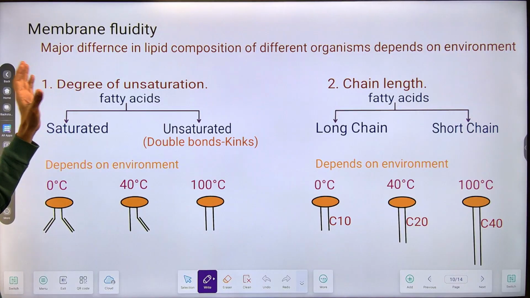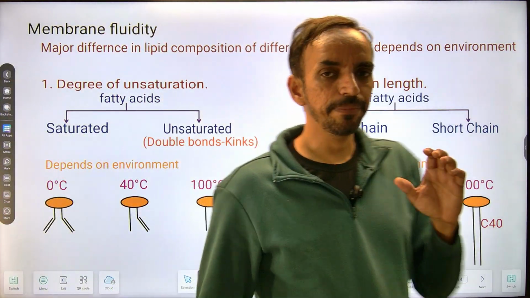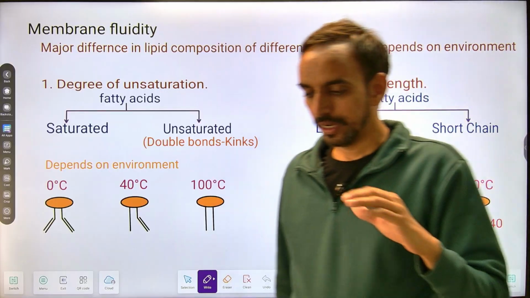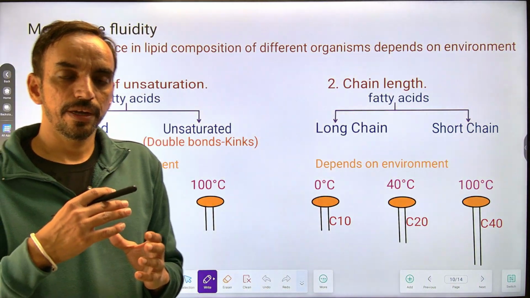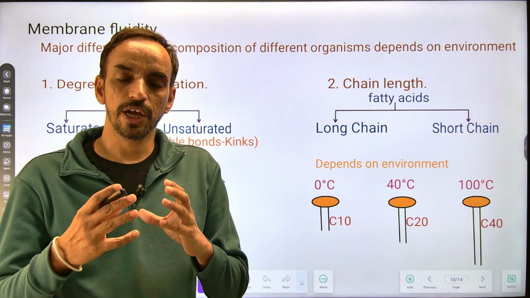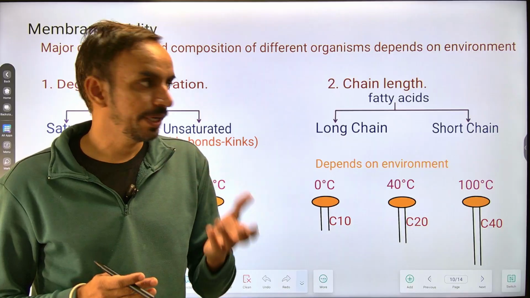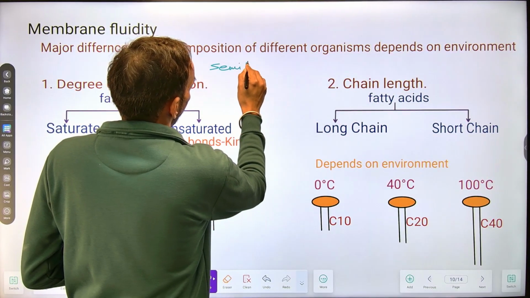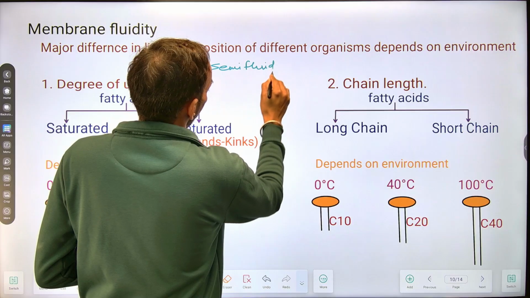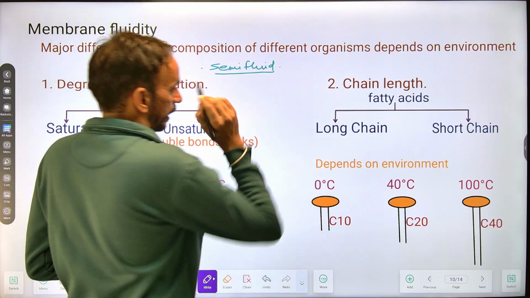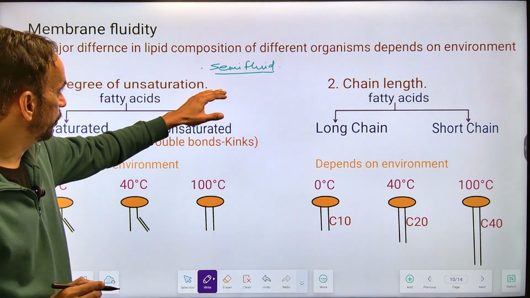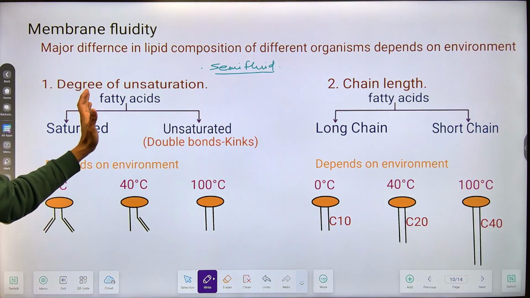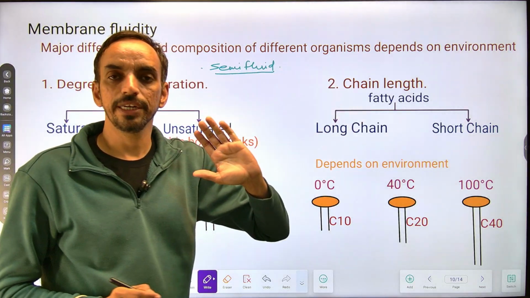Next, membrane fluidity. The major difference between the lipid composition of different organisms, it depends upon the environment. Like environment के according जो membrane है उसकी composition को आपको regulate करना पड़ेगा to maintain the nature which is called as semi-fluid, that is essential for the activity of plasma membrane. Now this semi-fluid nature, it can be maintained by two things. One is through the degree of unsaturation, second through the chain length.